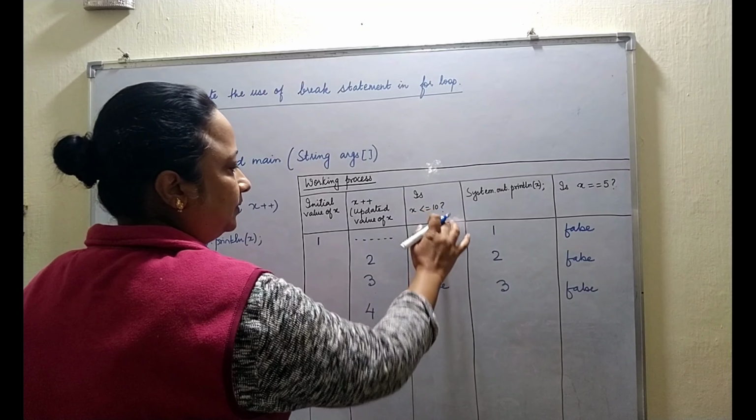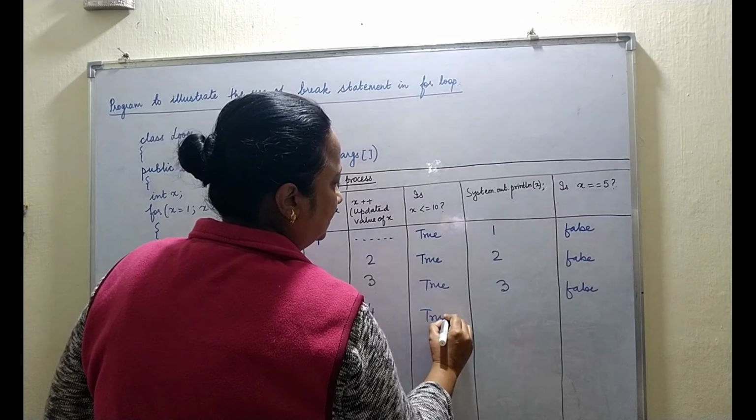Is x less than or equal to 10? This is true. So what will it print here? 4. Is x equal to 5? It is false. Now the value of x will be updated. It will become what? 5.